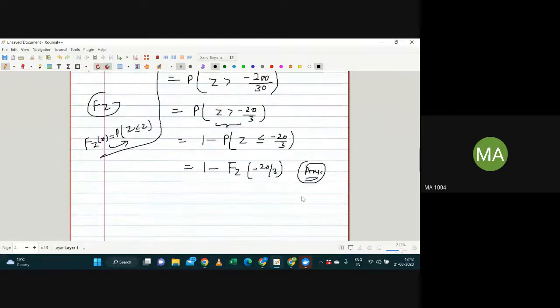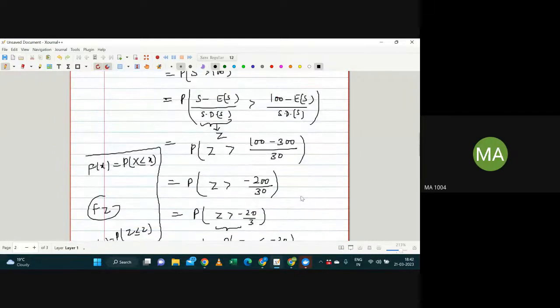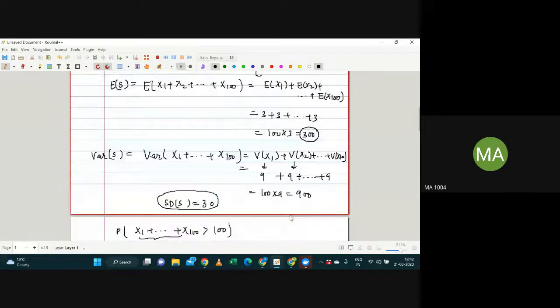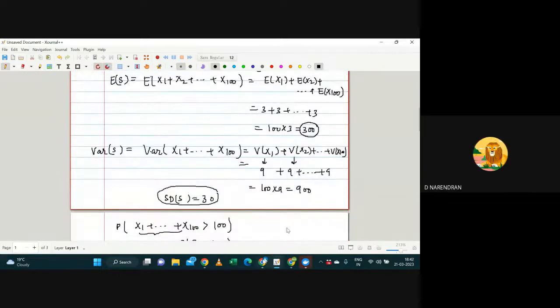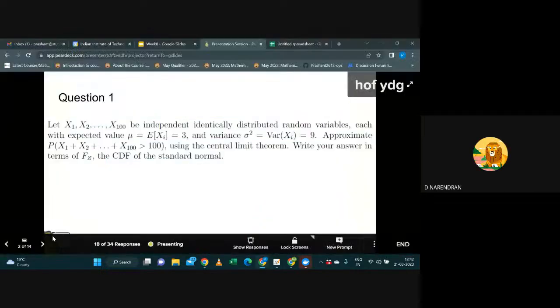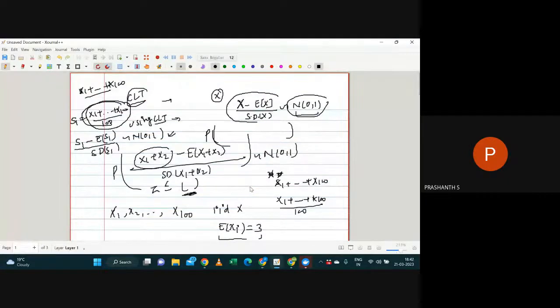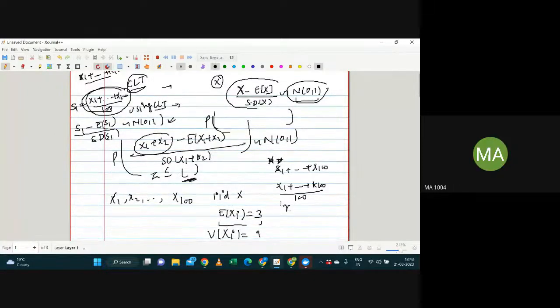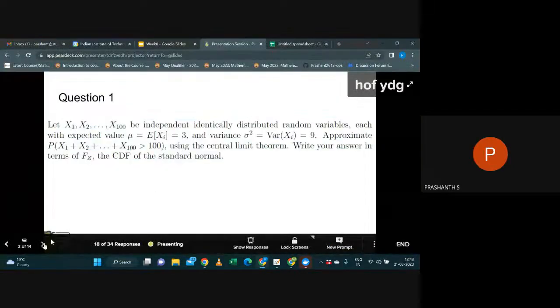Okay, so this thing is clear for everyone. Yes, sir. Now we are able to understand. Sir, for any distribution, if we subtract the expected value and divide by the standard deviation, we'll get a normal, correct, when n is large? Yes, that's what the CLT says. So this is the same as normalization, sir. Yeah, normalize.